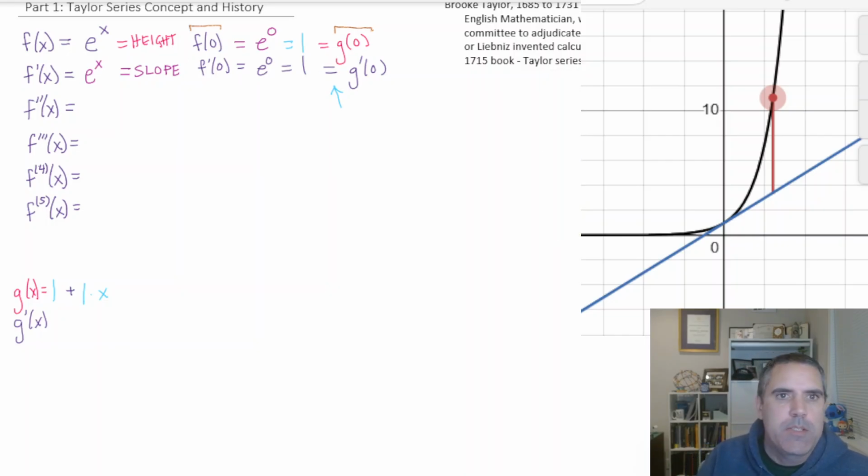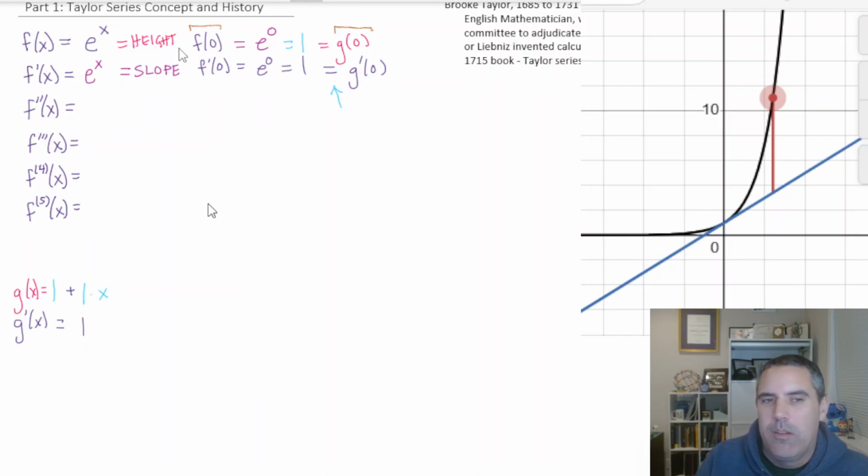Now, anyways, if we take the derivative, what happens? You get 1. And they do match up. So we're good so far. But the derivative only tells you the slope. It doesn't tell you how the graph curves. And this is the clever idea.